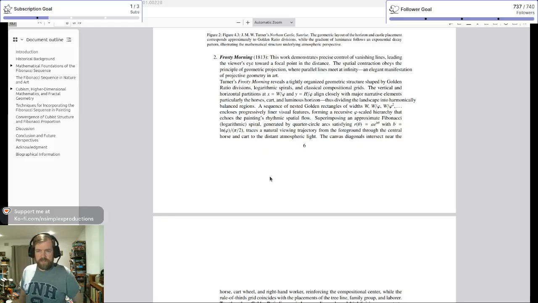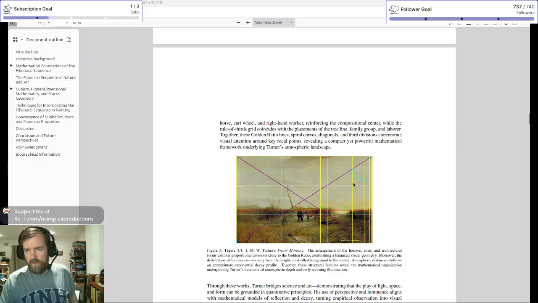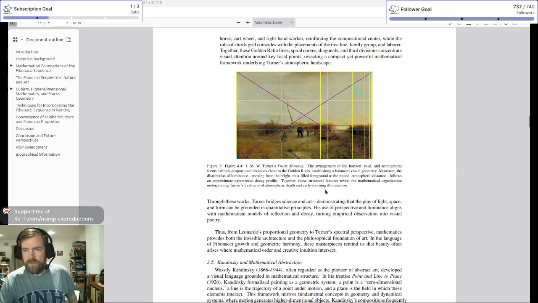that traces a natural viewing trajectory with the foreground through a central horse and cart to the distant atmospheric light. Canvas diagonals intersect near the horse, cart, wheel, and right-hand worker, reinforcing the compositional center, while the rule of thirds grid corresponds with placements of tree, line, family group, and labor.